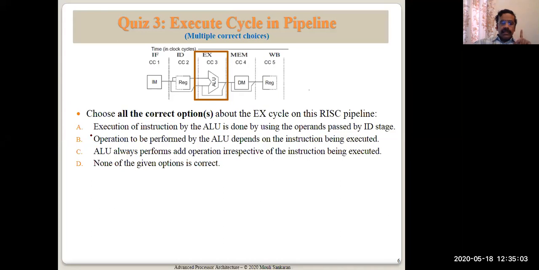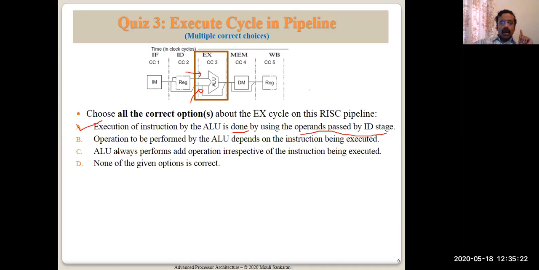In the execution stage, execution of instruction by ALU is done by using the operands passed by the ID stage. This is what I explained in the previous question. ID is passing the operands to ALU and it is getting operated upon. So A is the right statement.